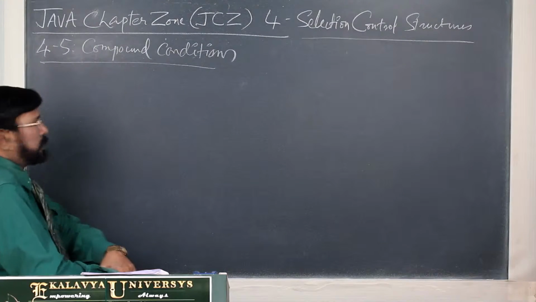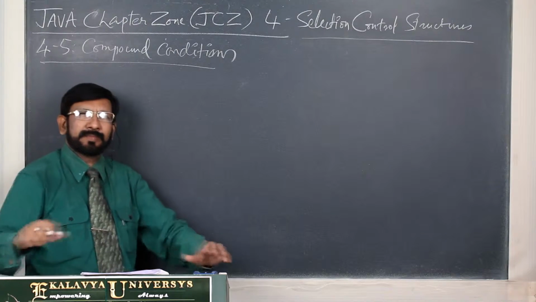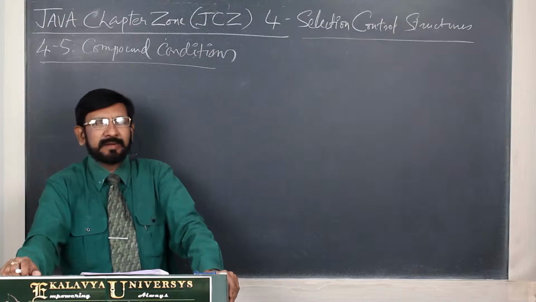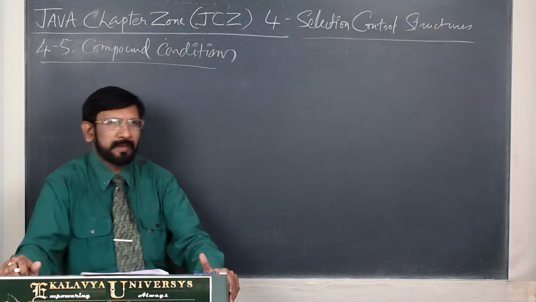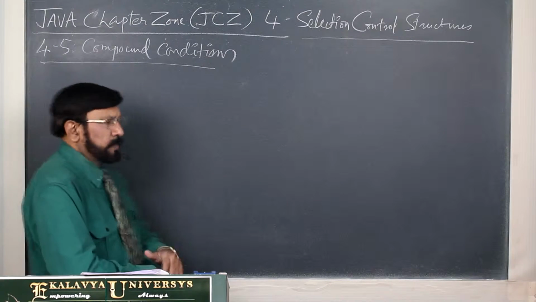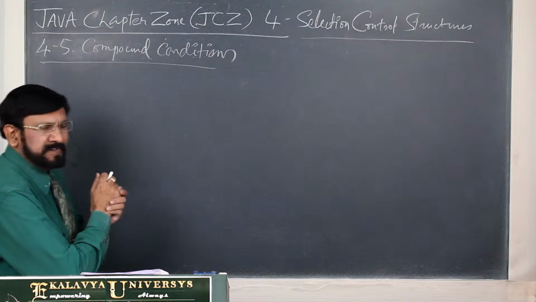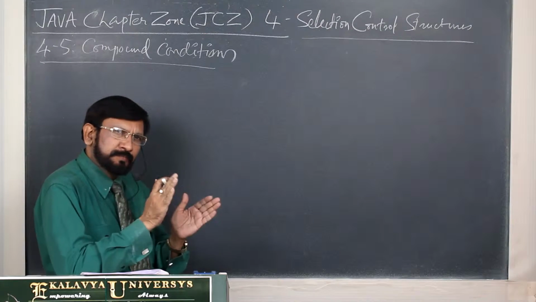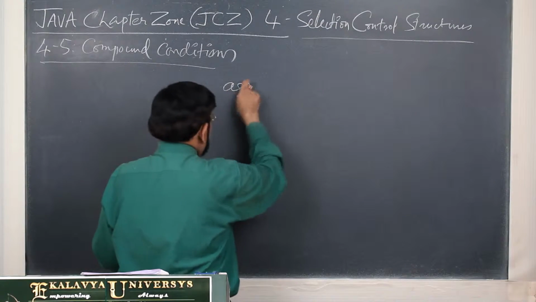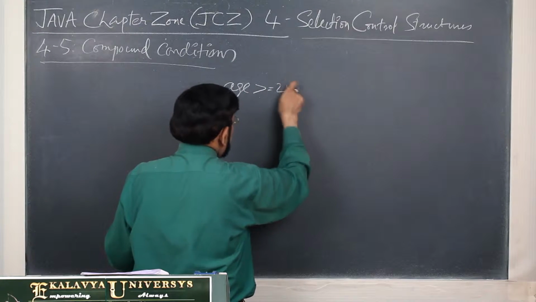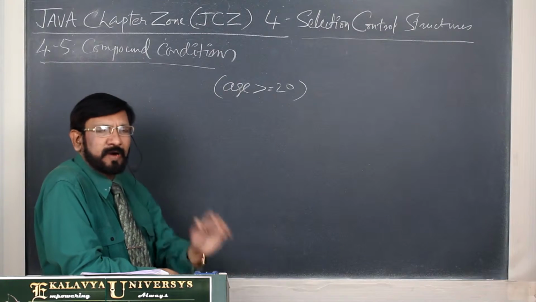Hello friends. Now let us take up the concept number 4.5, compound conditions. This is the second important and relevant concept for the selection control statements. As you know, with all these selection statements, we define a condition. The condition may be simple or complex. Now you know that the condition should be a Boolean condition. Boolean condition means the result is either true or false.